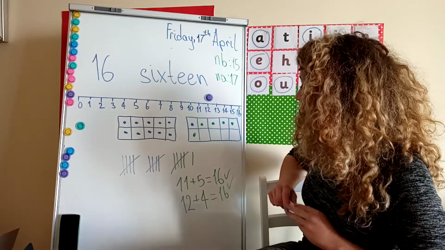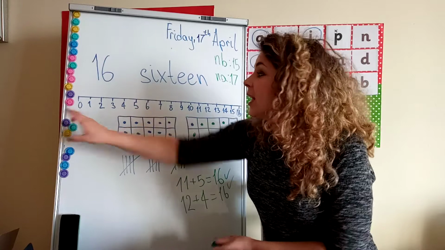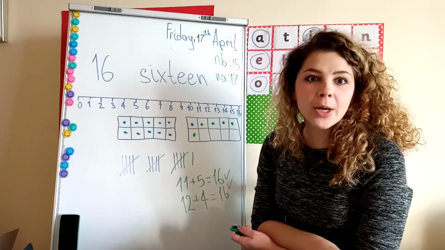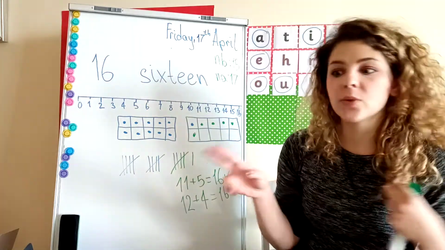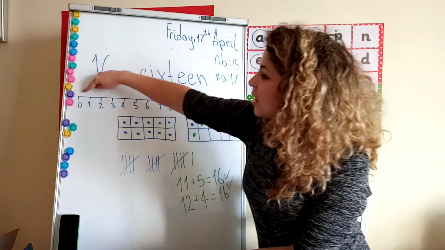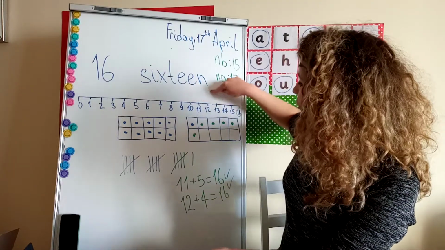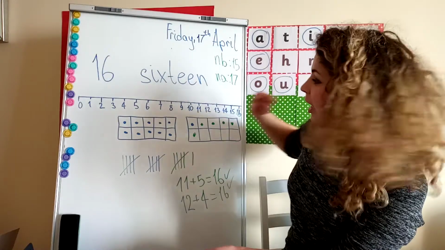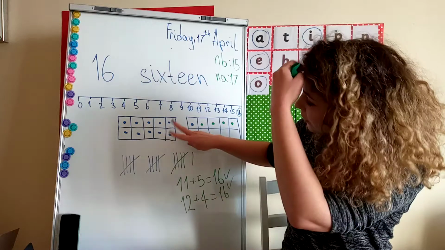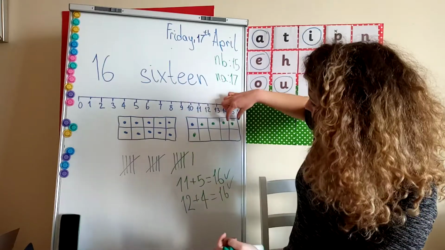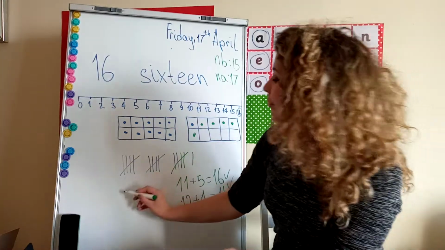Now what is also important is that number 16 is an even number. What does this mean? If we count on by 2s, we are going to get to 16. So let's do that. 2, 4, 6, 8, 10, 12, 14, 16. And here, 2, 4, 6, 8, 10, 12, 14, 16. Okay, so 16 is an even number.